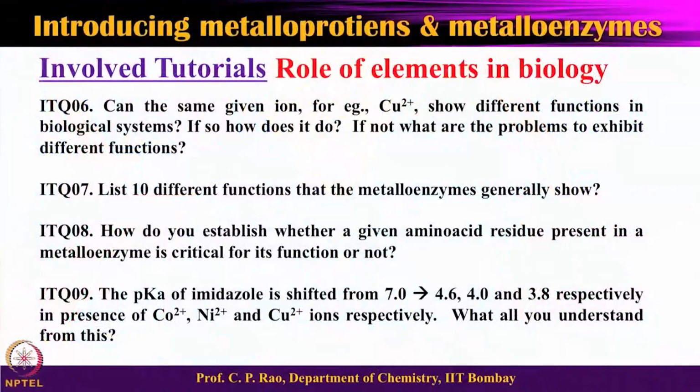Okay, come to the next question in the involved type. The pKa of imidazole is shifted from 7 to 4.6, 4.0, 3.8 respectively in presence of cobalt 2 plus, nickel 2 plus and copper 2 plus ions respectively. So, what do you understand from this?